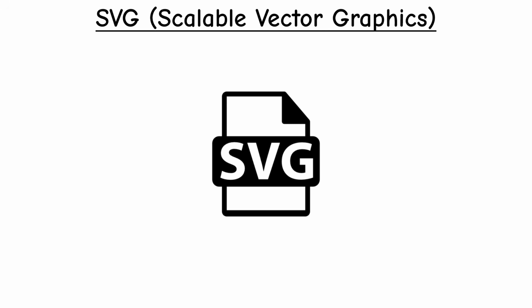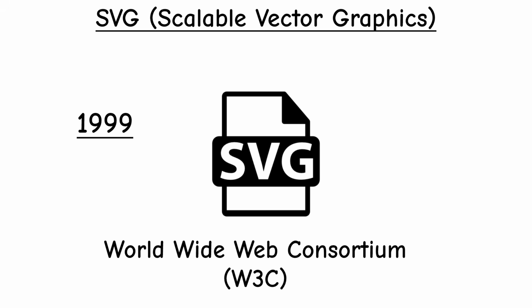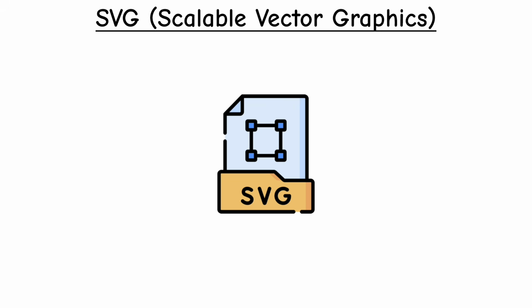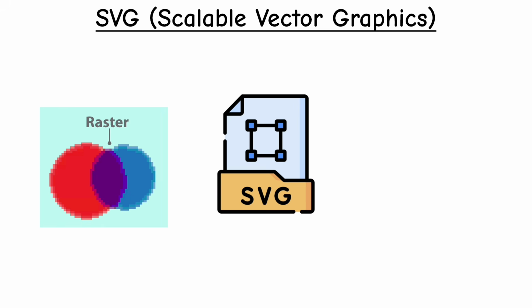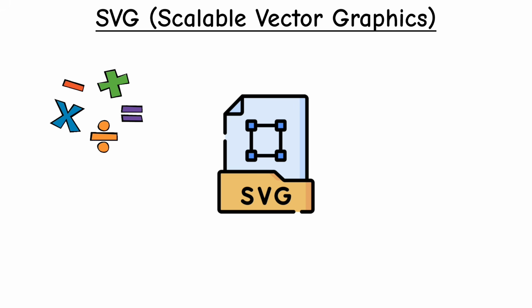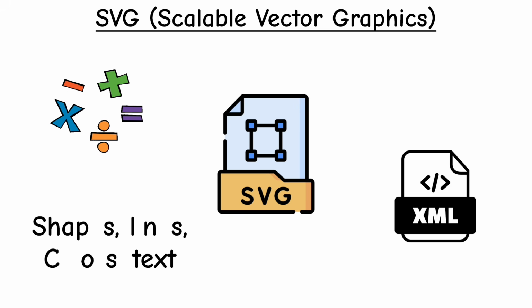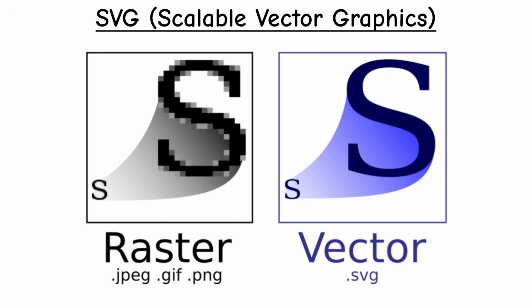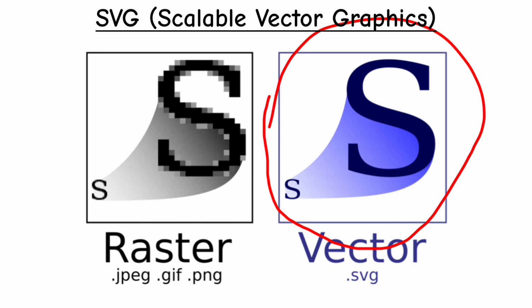SVG stands for Scalable Vector Graphics, and it was introduced in 1999 by the W3C. Unlike raster images, which are made of pixels, an SVG is built from mathematical instructions written in XML code that describes shapes, lines, colors, and text. Because of this, SVG files are resolution independent. You can zoom in infinitely, and they'll never look blurry.